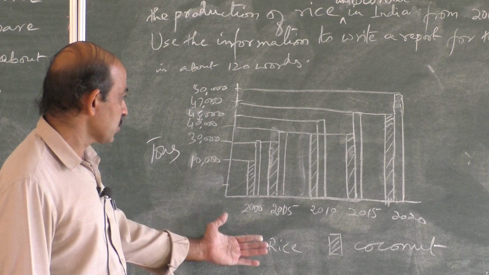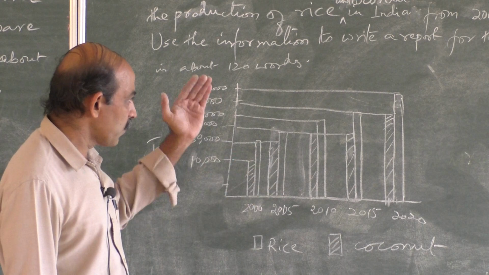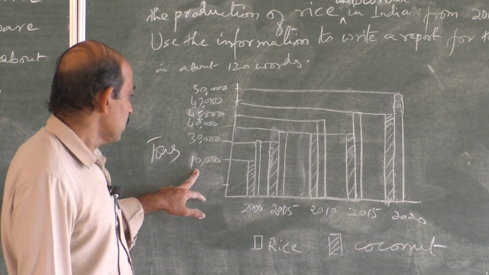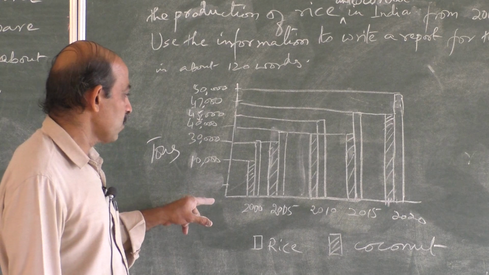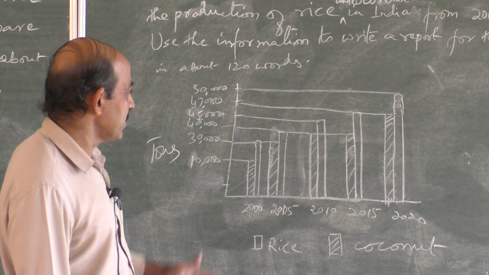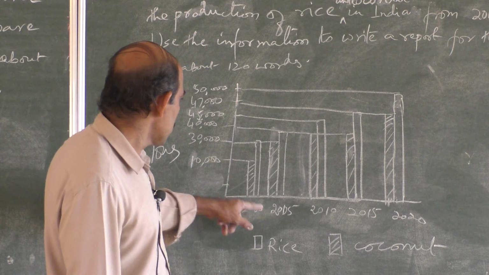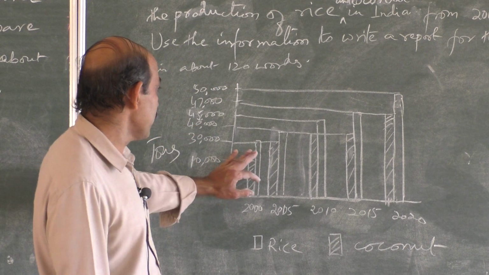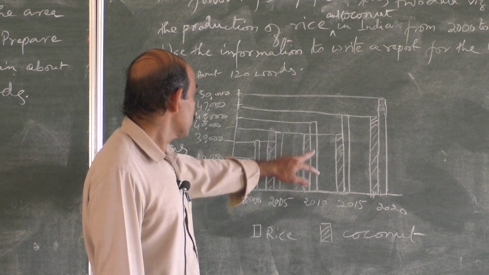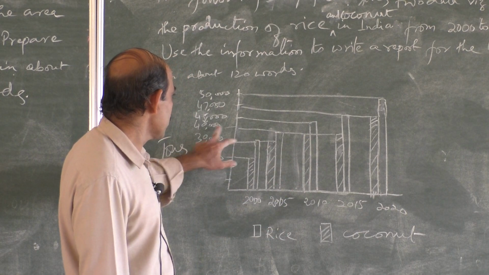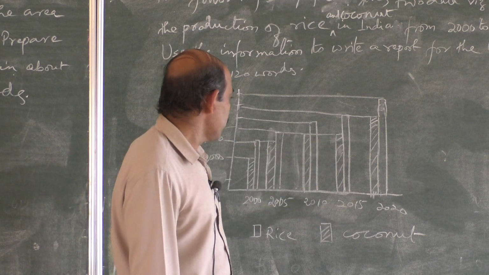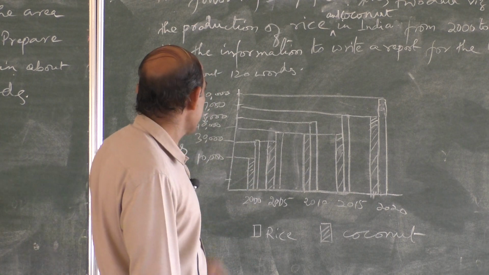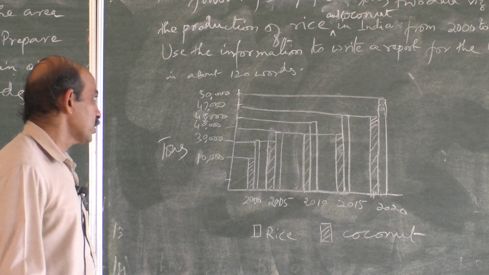The production of coconut is increasing and the production of rice is also increasing, but think of the gap that is available. In 2000 the production of coconut was 10,000, but it increased in 2005 to 30,000, which means a 20,000 ton increase, and in 2010 it was 40,000, once again a 10,000 increase. Coconut in 2015 shows no increase. In 2020 there is 47,000, which means a 7,000 ton increase.